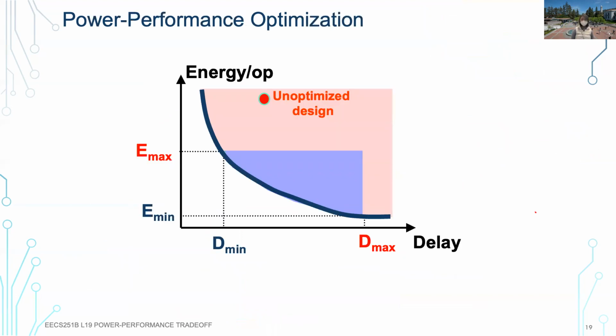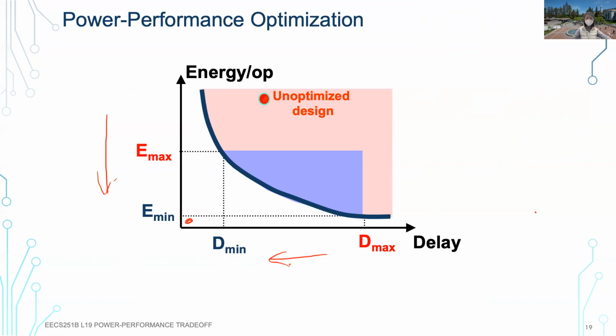But more specifically, how do we actually navigate this trade-off, right? So again, let's say we start from somewhere, this unoptimized design. Again, the lower the better, right? We want smaller energy consumption and also lower delay, right? So this is basically the ideal scenario. But typically, it's actually very hard to do this.